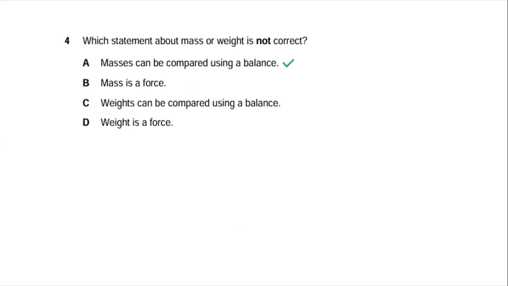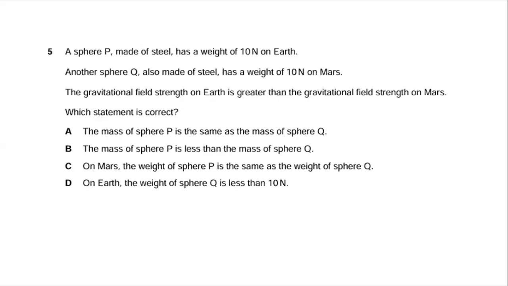Fourth one, which statement about mass or weight is not correct? Masses can be compared using a balance, that is correct. Weight can be compared using a balance, that is also correct. Weight is a force, that is correct. The only incorrect one is that mass is a force. So the answer is B.